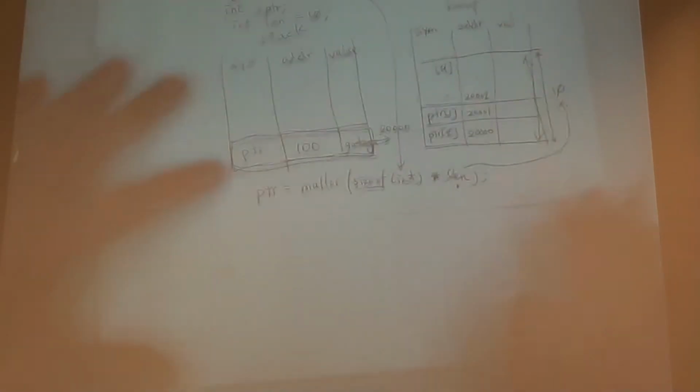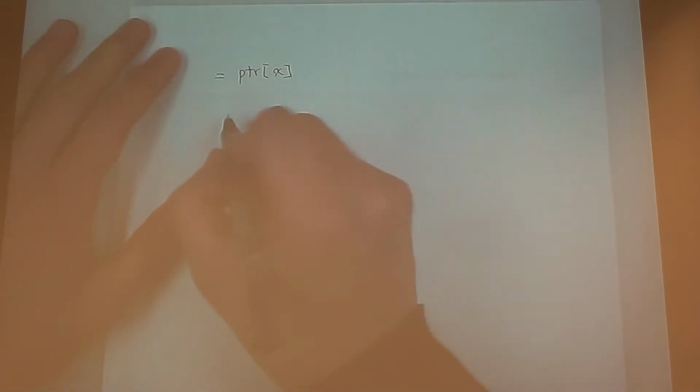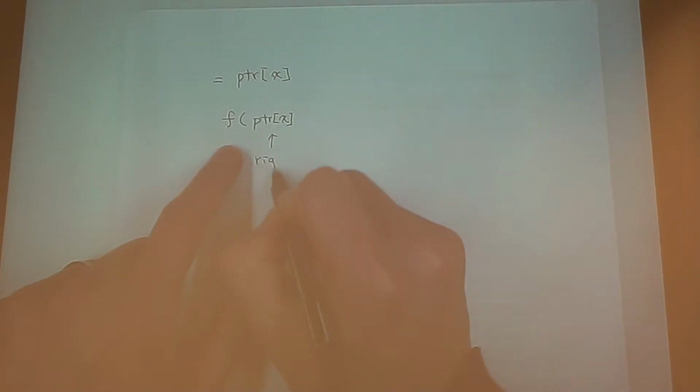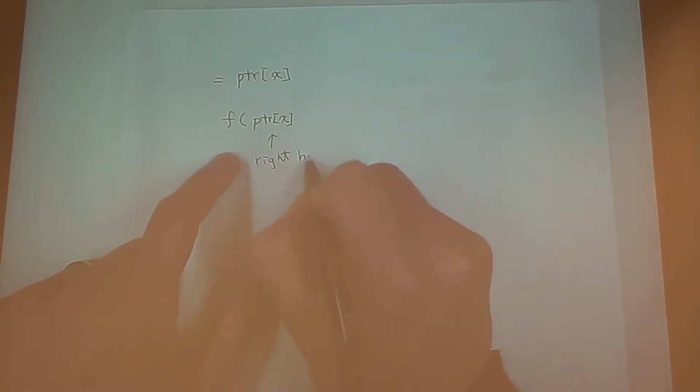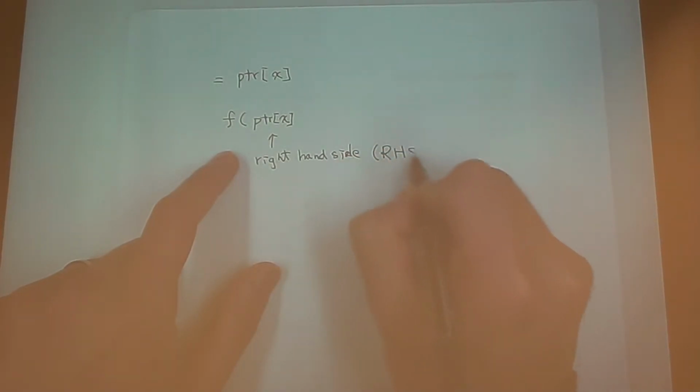Okay, now if you are not sure what this really means, what does PTR[X] mean? Again, it depends on the left side or right side. Let's say I do the right side first. It's the right side of assignment. Now this does not always need to be an assignment. For example, you can call a function. That is considered the right side, because you are reading it. We usually say right hand side, and sometimes you see RHS.